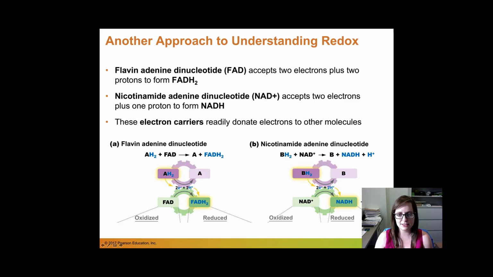Another example is NAD+. NAD+ is an electron acceptor, and it's going to accept 2 electrons and 1 proton to form NADH. If you follow the H, it's been reduced, and it has higher potential energy. These electron carriers can then readily donate electrons to other molecules, thereby raising their potential energy.